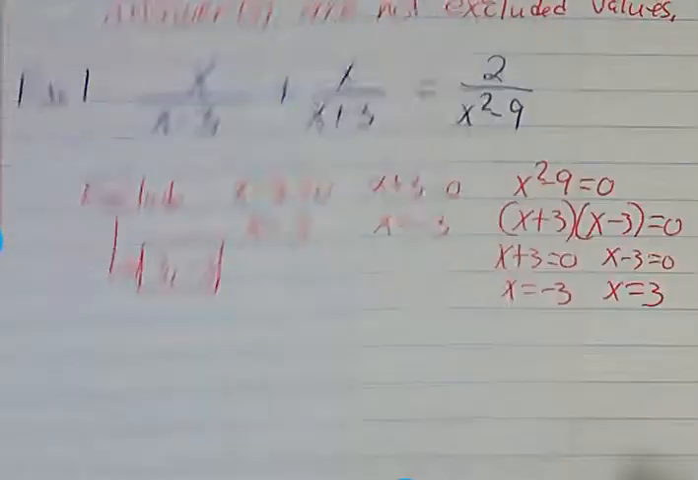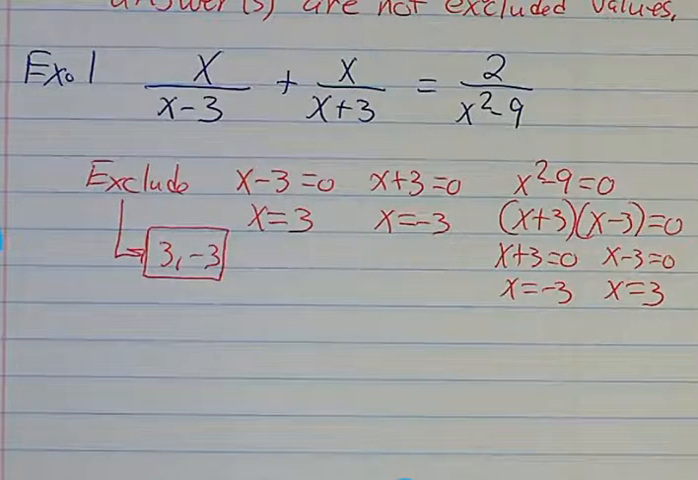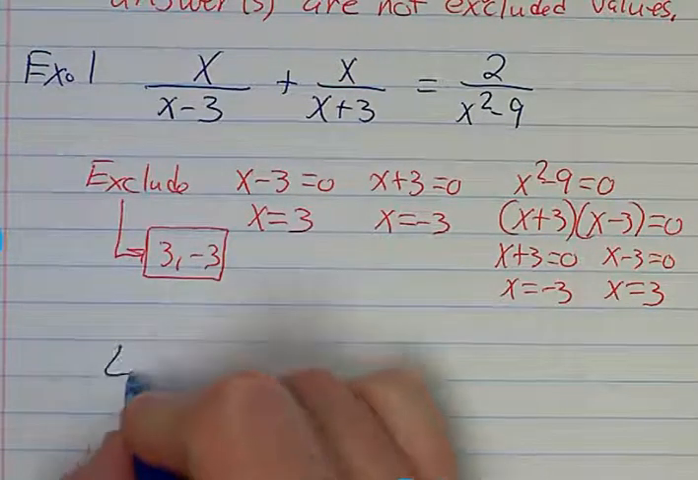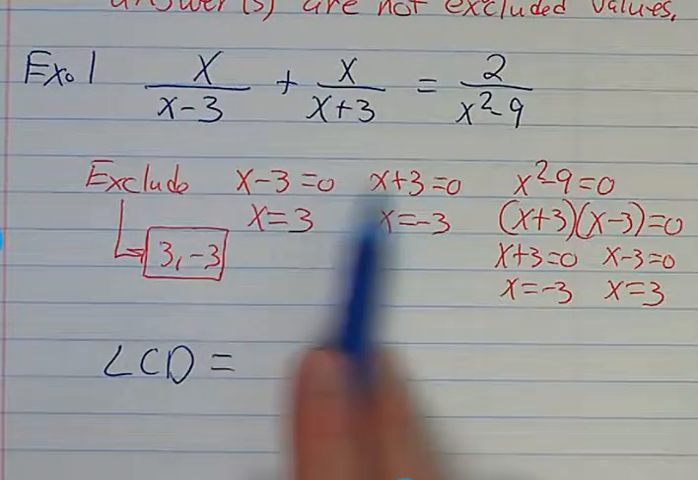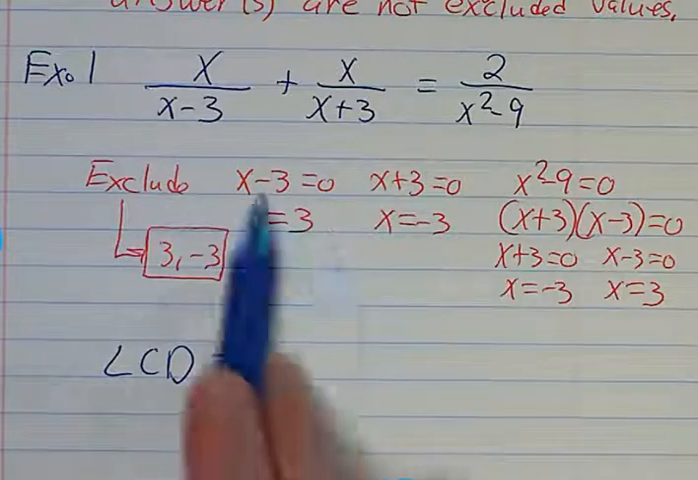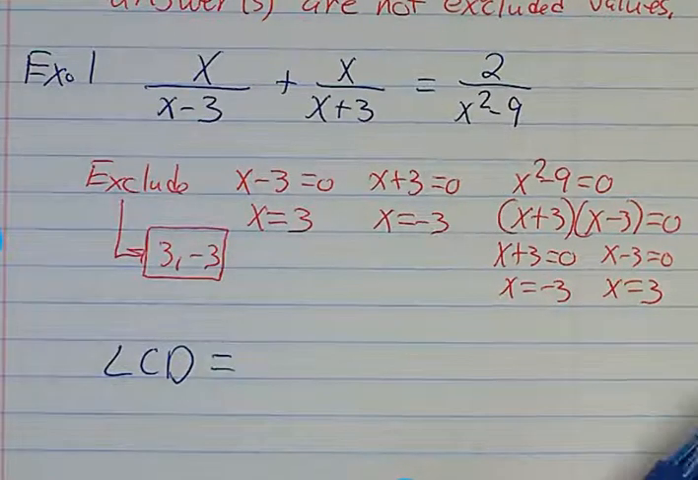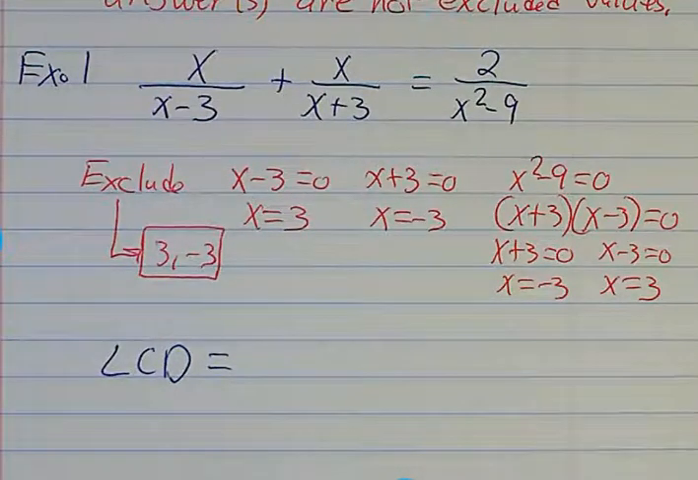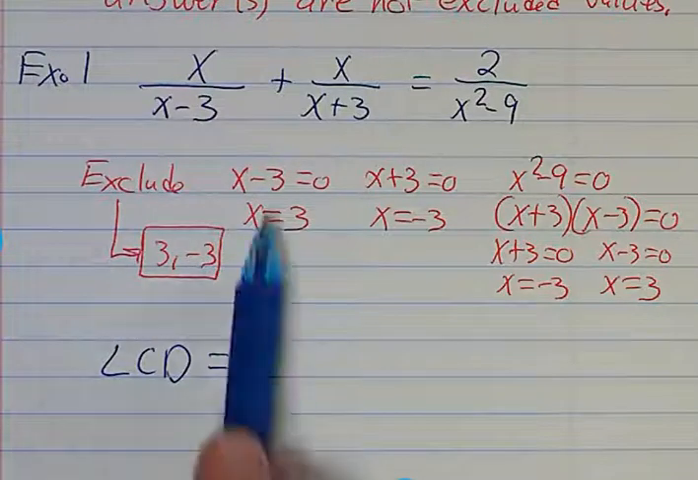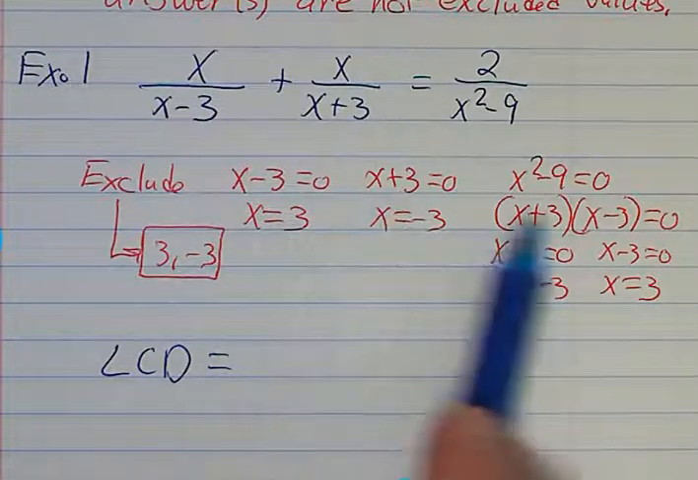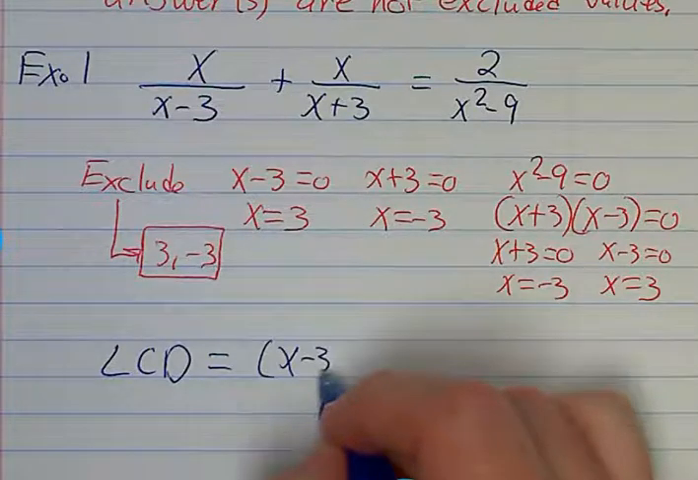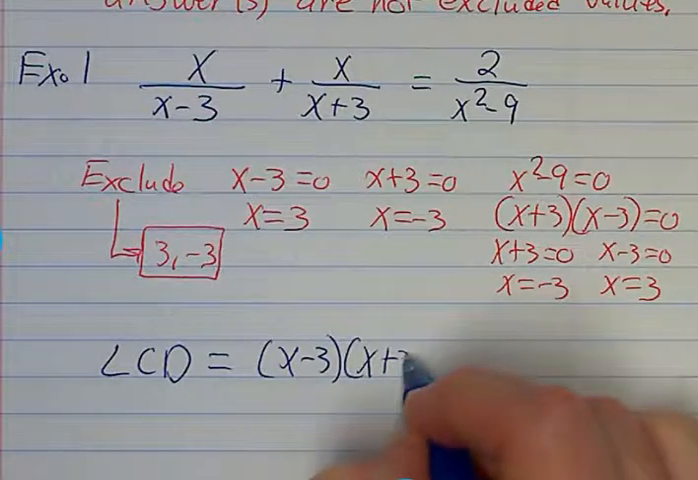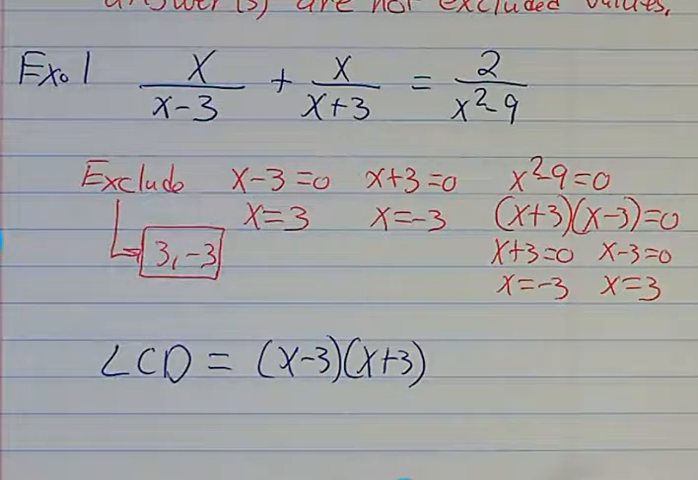Okay, so the first thing is we've got our excluded value. The good thing is now to do the least common denominator. How many different things did we have when we started factoring? When we set these denominators equal to 0, how many different expressions did we have there? We got an x minus 3, and an x plus 3, and an x plus 3, and an x minus 3. So our least common denominator would just be that. It's an x plus 3 and an x minus 3, because that's the only thing that's in our denominator.